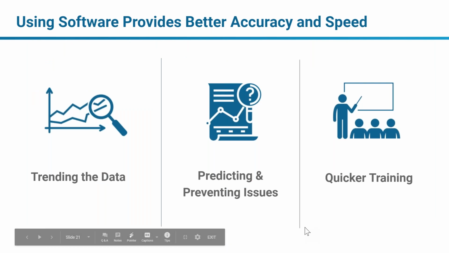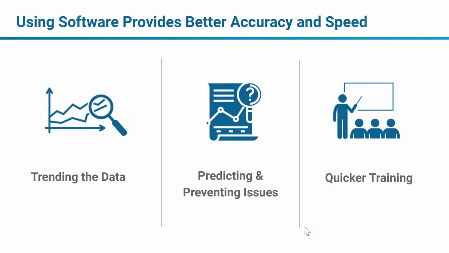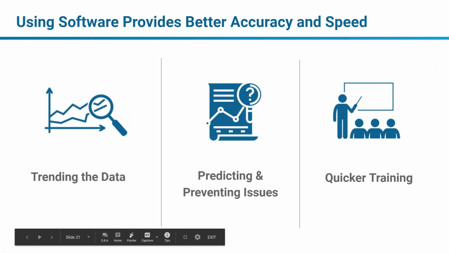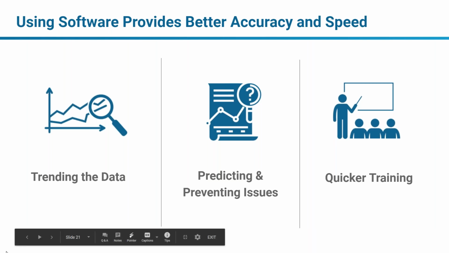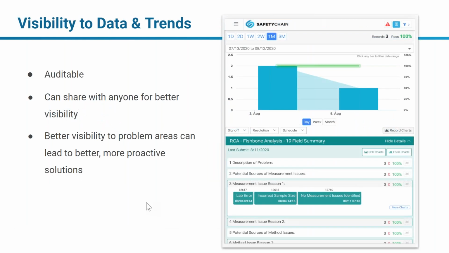So just summing things up here, you'll be able to trend your data, which will lead to predicting and preventing issues. And once you're able to pinpoint those root causes, you'll be able to train your personnel on your new, more robust and infallible systems. So this here is an example of visibility to trends in data, of what it can look like in our link platform. You can trend across different times, for the last month, 3 months, up to a year, 2 years, depending on how many root cause analyses you've done.